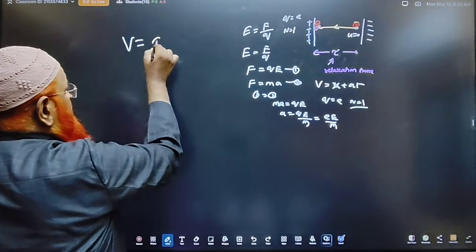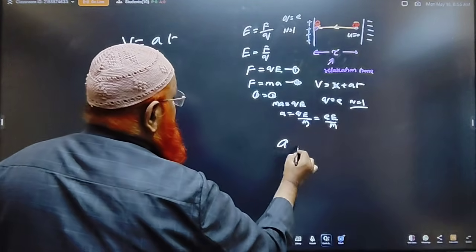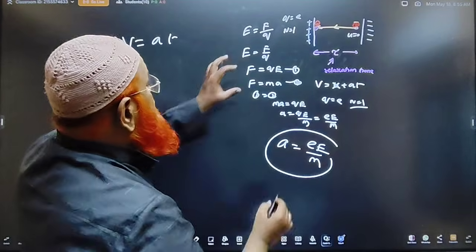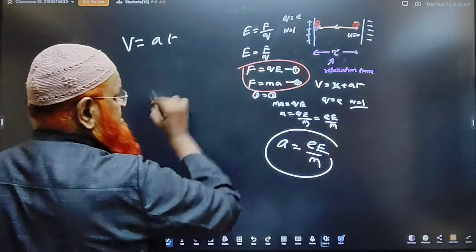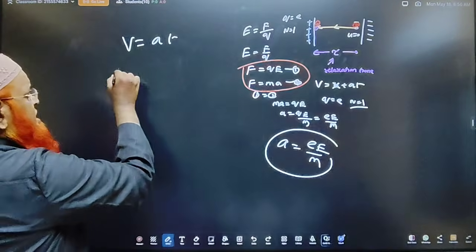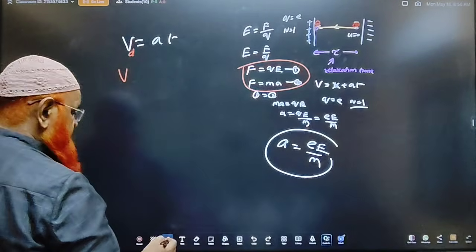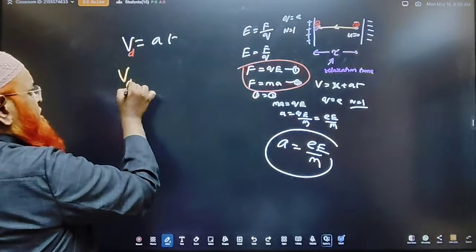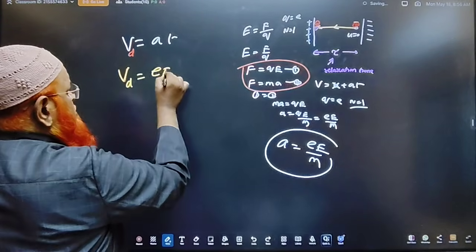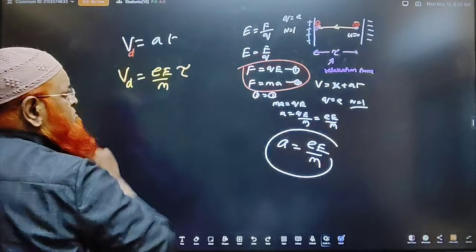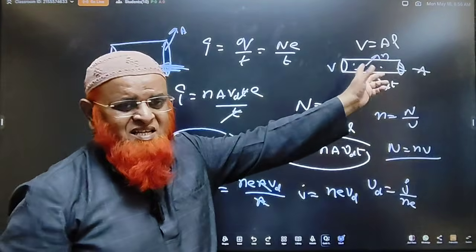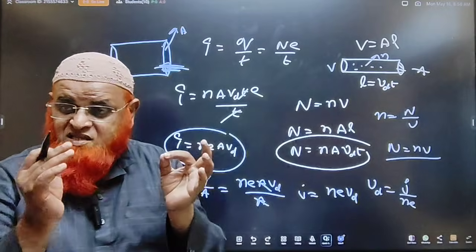So v is equal to at, where a is equal to eE by m. I got this from these two equations. So that is nothing but drift velocity. Drift velocity is equal to a into t. What is a? a means eE by m into t, which is nothing but tau. Time is taken as t, in between the two collisions, that is called the relaxation time.